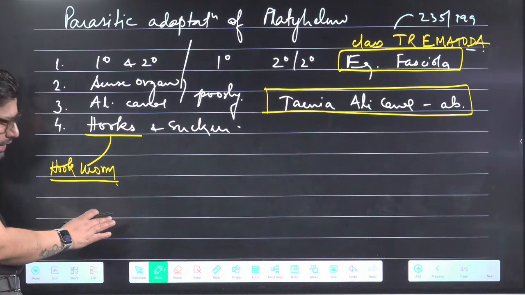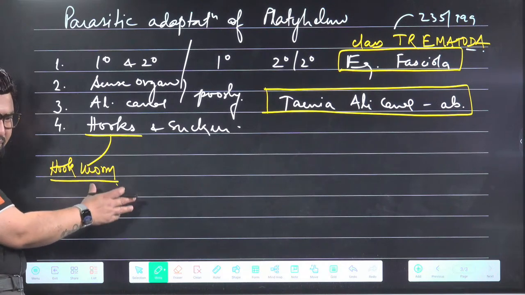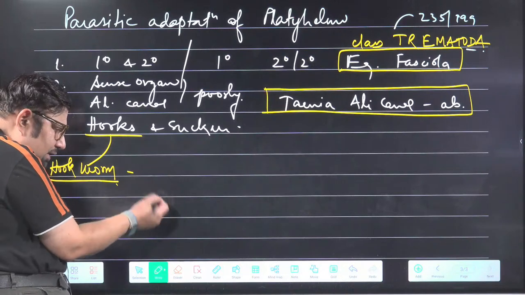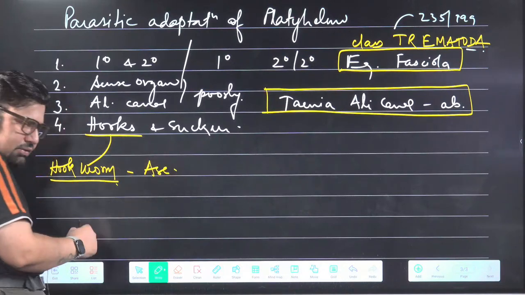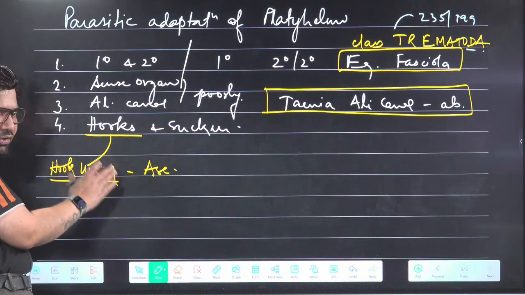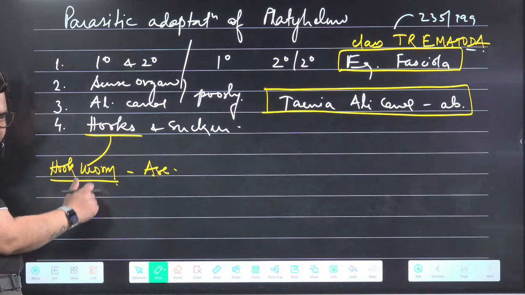Once I made a mistake: hooks and suckers are given here, and hookworm, Ankylostoma, is given. So I thought that this is a platyhelminth. Hookworm is actually an aschelminth. So just to remind me that, yes, hooks and suckers are mentioned here, that does not mean that only they have hooks and suckers. Even some roundworms have hooks and suckers.